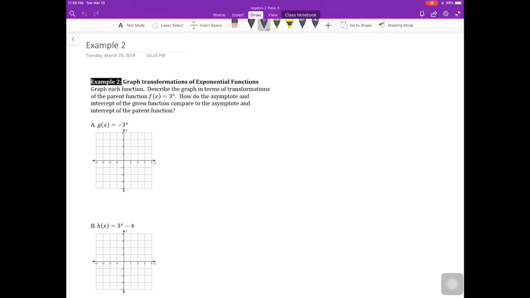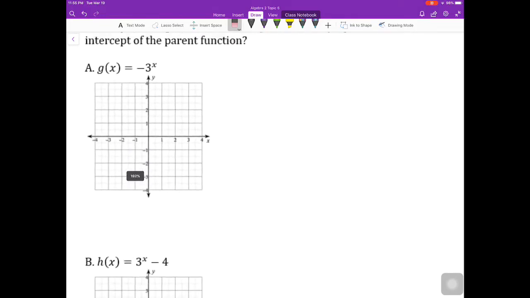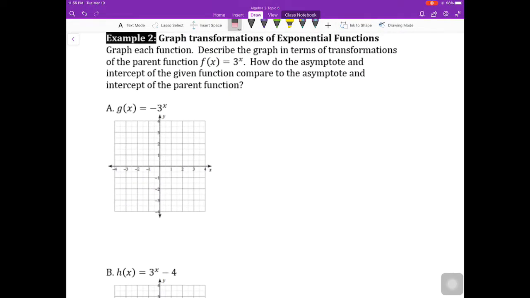Okay, now we're going to move on to example 2. So we're going to graph some of these transformations. Now this is where your domain and your range and things like that are going to shift just a little bit. So let's start here with g of x. And we're going to talk about how this changes our parent function. I'm going to draw the parent function on here in black. It always has a y-intercept at 1 and goes up like that.